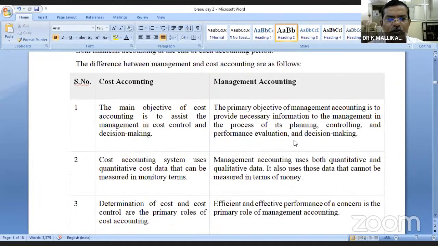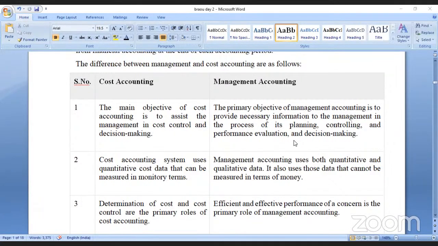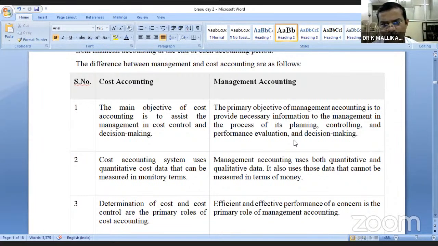Now we'll go for another difference, between cost accounting and management accounting. Accounting has three branches: financial accounting, cost accounting, and management accounting. Now we are going to discuss the difference between cost accounting and management accounting. There are two different purposes.